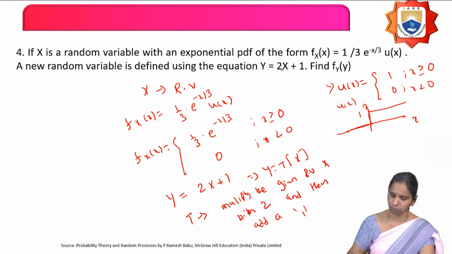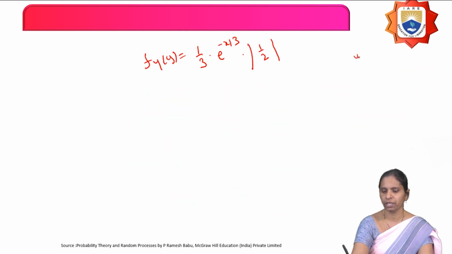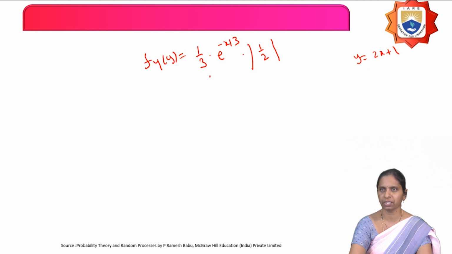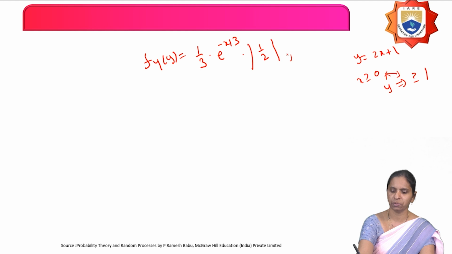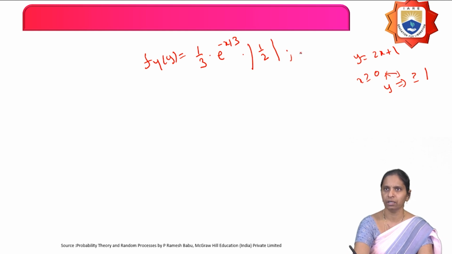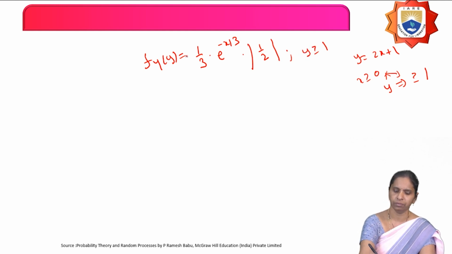Now for what values of y do you have to calculate? y equals 2x plus 1. For what values of x is f_x(x) equal to 1 by 3 e power minus x by 3? When x is greater than or equal to 0. So when x equals 0, what about the y value? Substitute x equals 0 here, so y equals 1. It means x greater than or equal to 0 corresponds to y greater than or equal to 1. Therefore, the density applies when y is greater than or equal to 1.